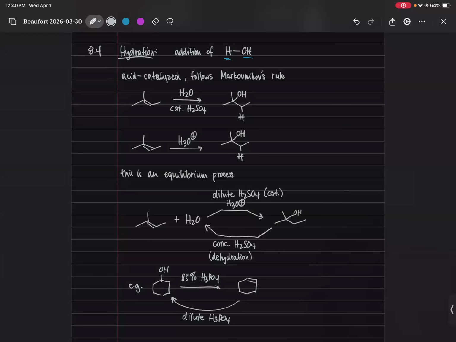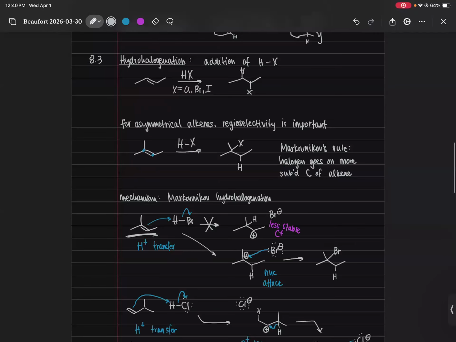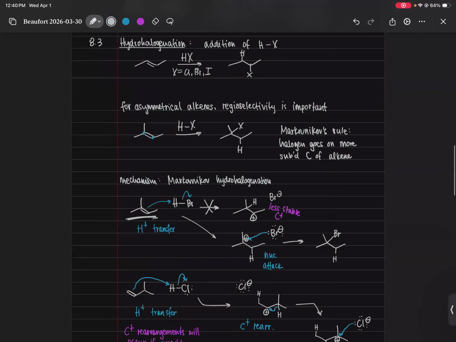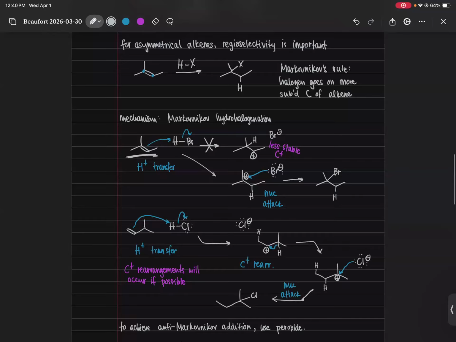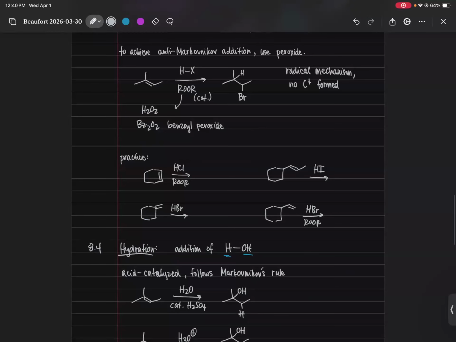Okay, last time we introduced hydration. Well, actually, we started with hydrohalogenation. That's the addition of HCl, HBr, HI across a double bond. There's Markovnikov and anti-Markovnikov. So Markovnikov, the halogen or the bigger functional group, adds to the more substituted carbon. And then in anti-Markovnikov addition, it adds to the less substituted carbon.